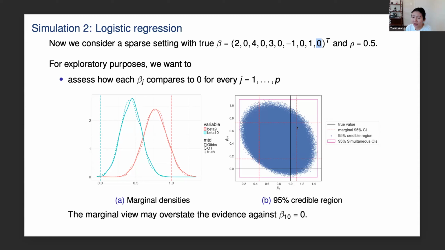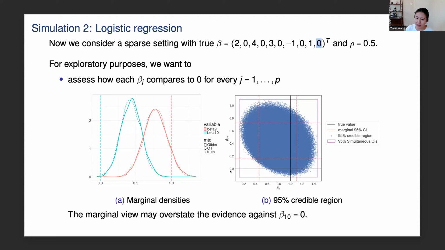And the second plot is if I try to understand the correlation, if I want to take into account that there might be correlation between different coefficients. So I construct my 95% credible region for this 10-dimensional distribution, for the entire beta. Then I project this credible region into the 2-dimensional view of beta 9 times beta 10. And then I find the smallest box that can contain this 95% credible region, which is the 95% simultaneous CIs.